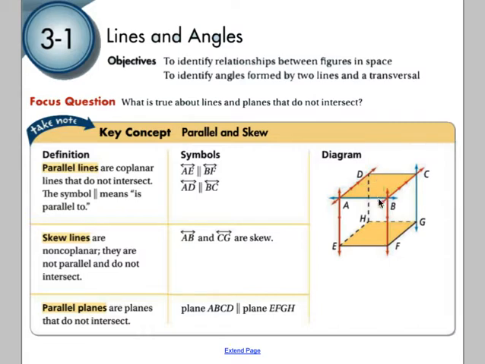We can also have parallel planes or parallel segments. Parallel planes might be ABCD and EFGH. We can also have parallel segments or parallel rays.